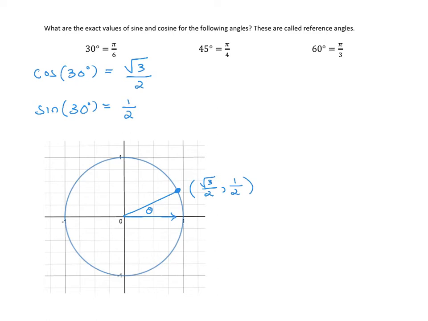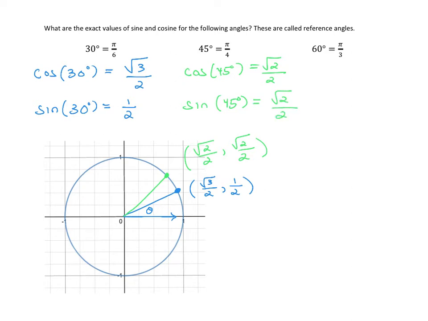Moving on to 45 degrees, or pi over 4. So that's roughly here. Okay, so this point has coordinates the square root of 2 over 2, comma, the square root of 2 over 2. And what this means is that cosine of 45 degrees is root 2 over 2, and that's actually equal to sine of 45 degrees. It's also the square root of 2 over 2.